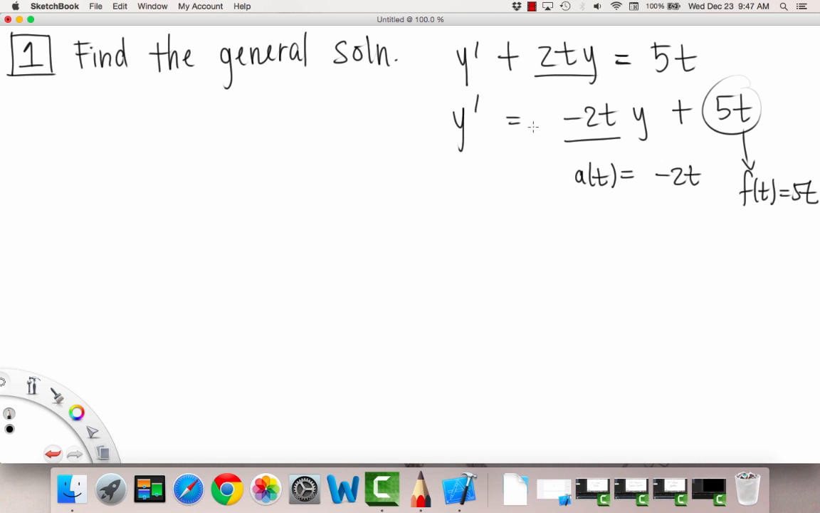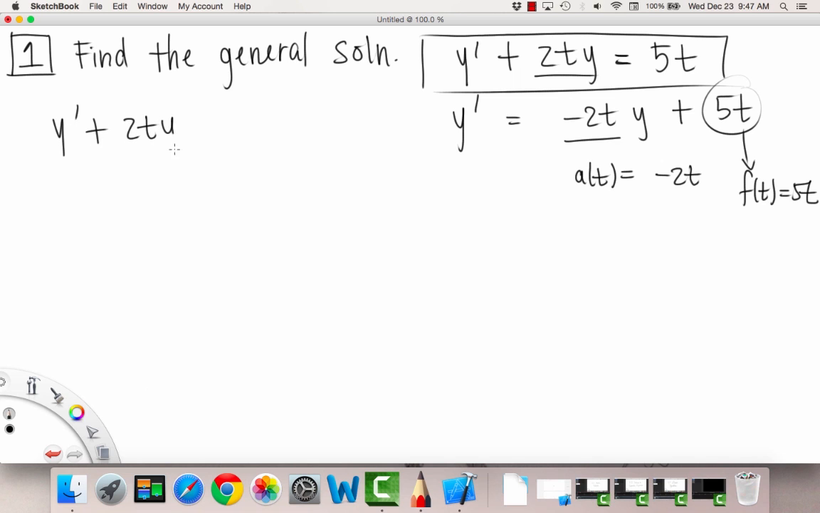Alrighty, so from here, I'm just going to move it back into the other form, because that's what we would normally do, subtracting this ay term to the left side. It was already in that form. I just wanted to move it over in the beginning to find our a of t. So y prime plus 2ty is equal to 5t. Now I'm going to use the integrating factor method on this one.